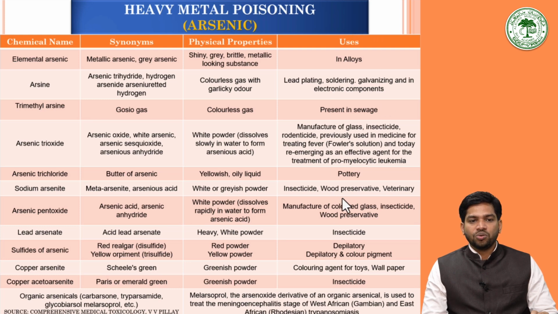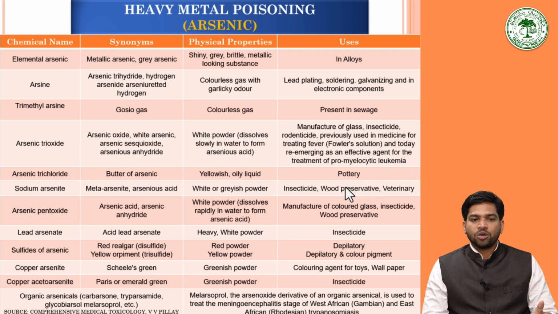Then their usage is given in this part. Elemental arsenic is used in alloys. Arsine gas is used for lead plating, soldering, galvanizing, and in electronic components. Trimethyl arsine is present in the sewage. Then arsenic trioxide is used in manufacture of glass, insecticide, rodenticide, previously used in medicines for treating fever, that is used in the Fowler's solution, and today re-emerging as an effective agent for the treatment of promyelocytic leukemia.